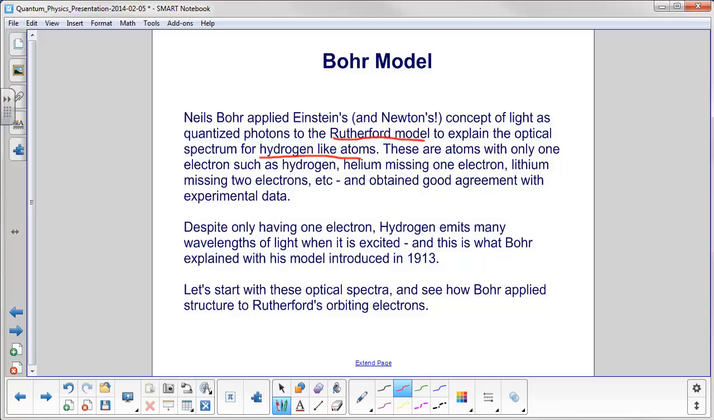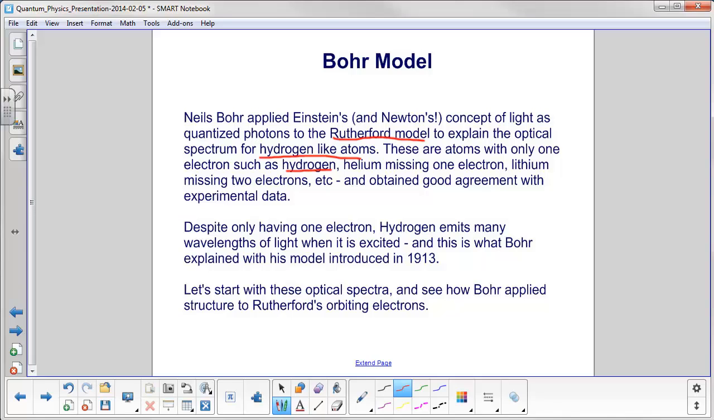Well, they're atoms with only one electron. So the first example, of course, is hydrogen. Hydrogen has one electron. Now, helium normally has two electrons, but if you take one away and make it a helium ion, it now has one electron, so it's a hydrogen-like atom. Lithium would have to be missing two electrons to only possess one electron. And then you just go up the periodic table to find other hydrogen-like atoms.